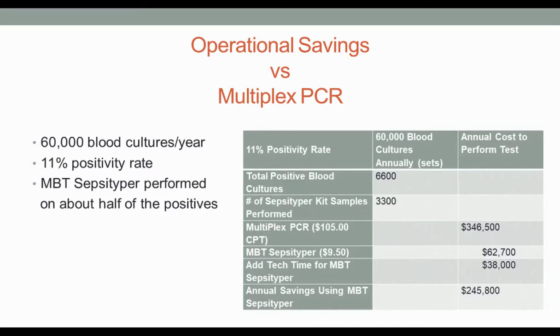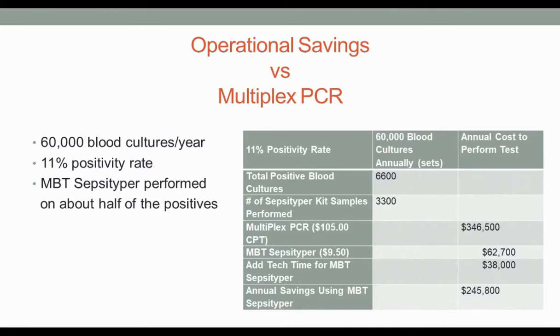We estimated that the multiplex PCR panel costs about $105, and the cost of the multiplex testing would be almost $350,000 per year. The cost of the Sepsityper is about $9.50 each. Each year, the Sepsityper cost would be almost $63,000. In addition, it's more time-consuming to perform the Sepsityper when compared to a multiplex PCR assay. I estimated that I needed to add an additional 0.6 FTE in order to perform this testing.